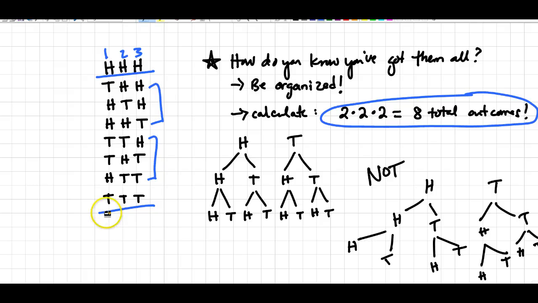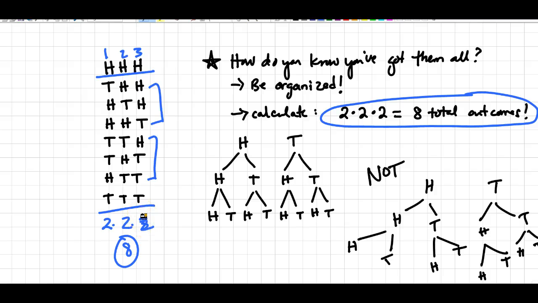One quick tutorial on it, even though you don't need to know it right now. The first coin has 2 possible outcomes, so does the second coin, so does the third coin. Since it's 2 times 2 times 2, that ends up being 8 possible outcomes, and that's what we have: 1, 2, 3, 4, 5, 6, 7, 8 outcomes. So I know that I've got them all because I figured it out mathematically, and we will learn that in a later lesson.